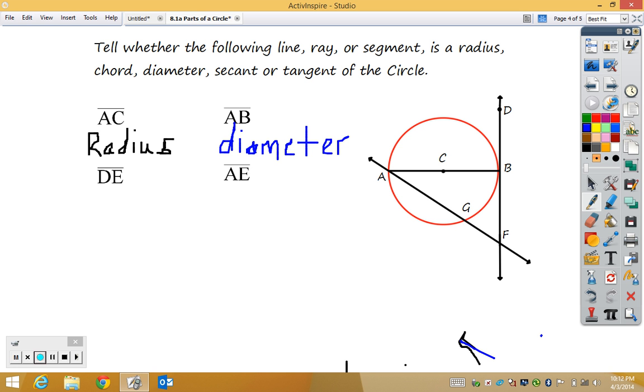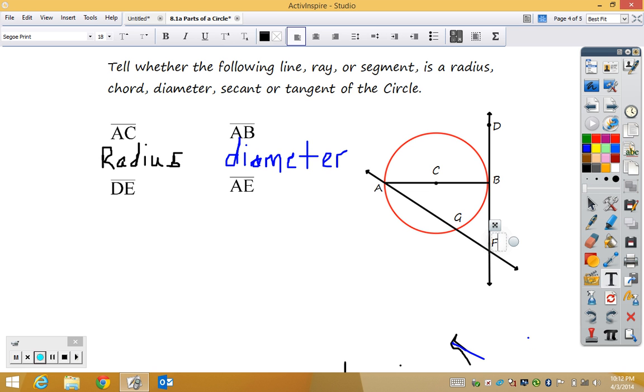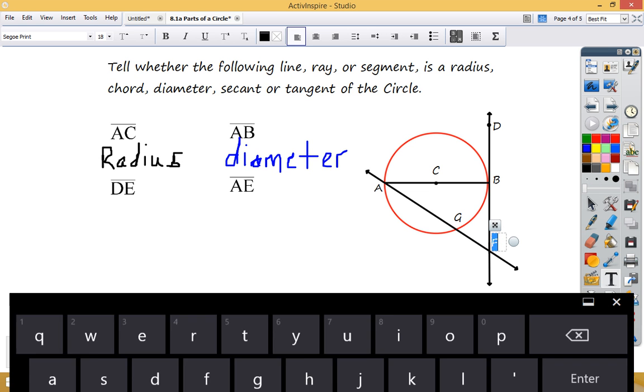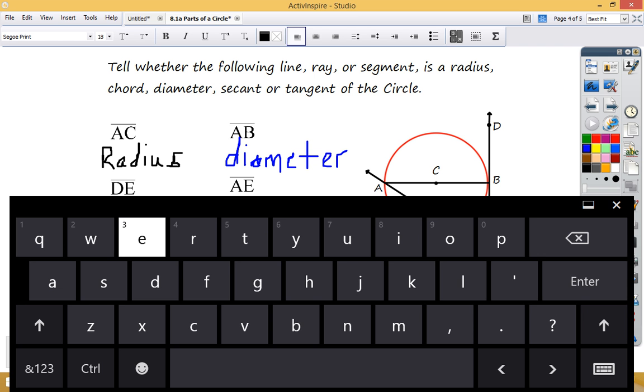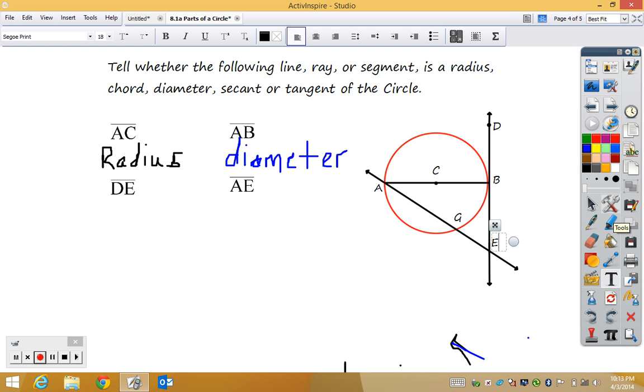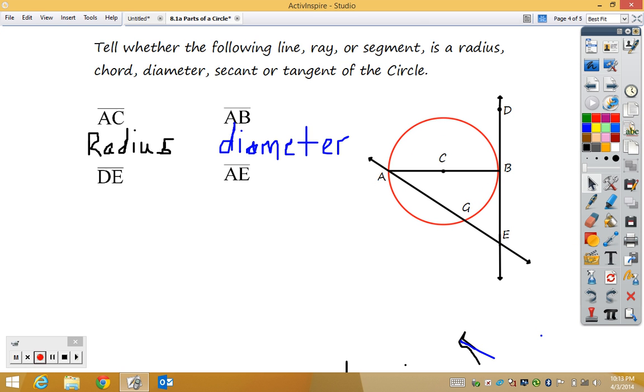Okay, DE. So we have DE here. And we can see this line touches our circle at only one point. So we would say that DE is a tangent.